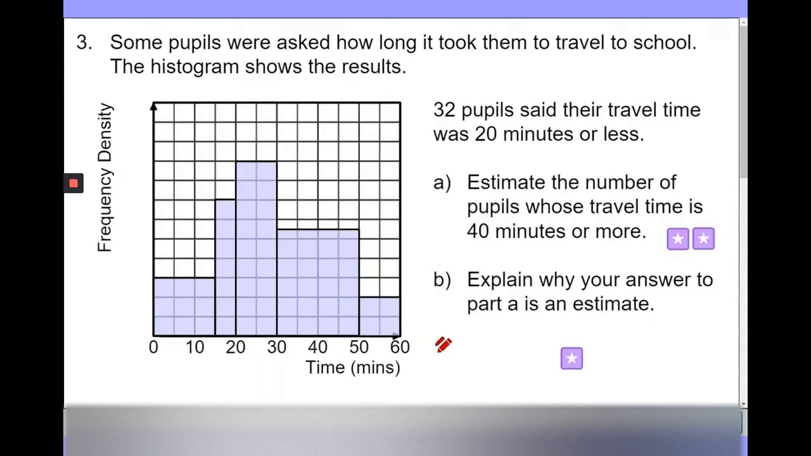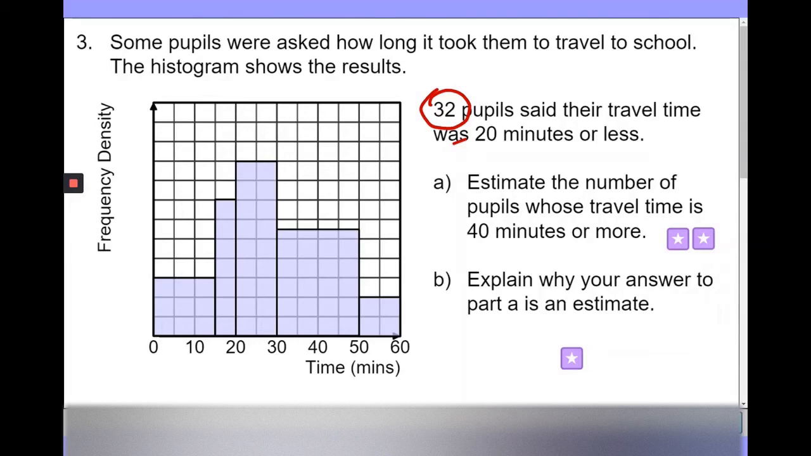Okay, so this is question 3. And you can see the style of question looks a bit different, but we're still using the same strategies here. So we need to work out the frequency density scale here. Now this is about how long it takes people to travel to school. 32 people say the travel time was less than 20. So essentially these two bars represent 32 people. So that's the frequency.